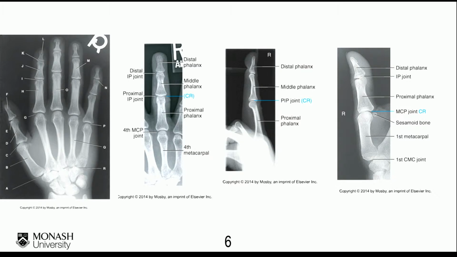Here I've provided a number of images, and this is from Bontrager. So I've provided the finger images with the radiographic anatomy outlined, but for yourself it would be useful if you complete the missing labels on the PA of the hand.